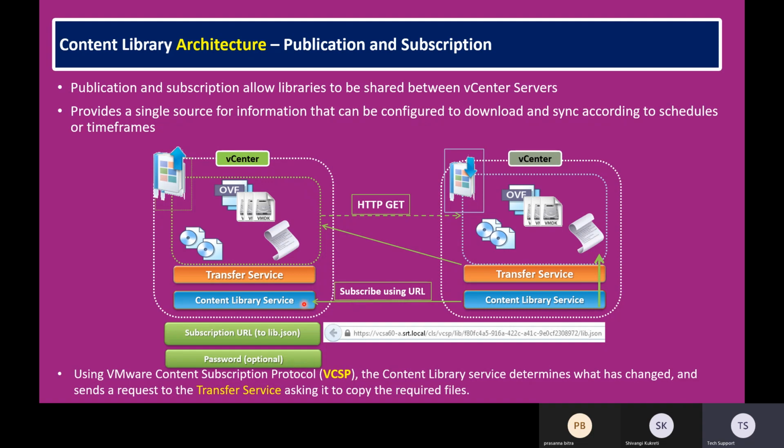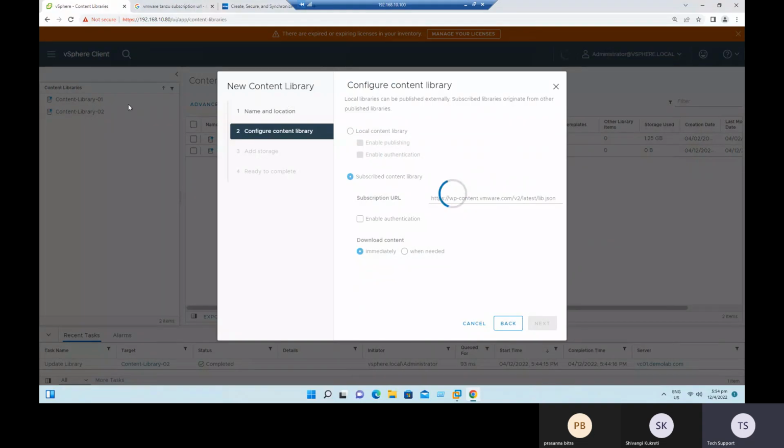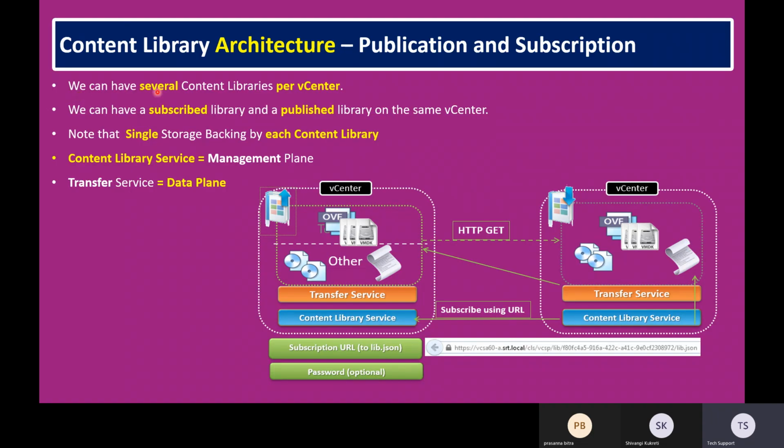Okay, so now let's talk about some more additional points within publication and subscription. We can have several content libraries per vCenter. Even in our vCenter server, we created two content libraries just now, and again I'm creating another content library. We can have a subscribed library and a published library on the same vCenter. Just now we created one local content library and made it published, and I'm trying to configure a subscribed library also on the same vCenter.